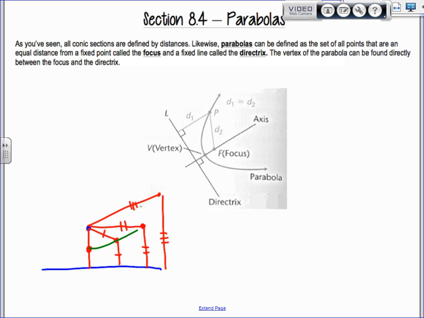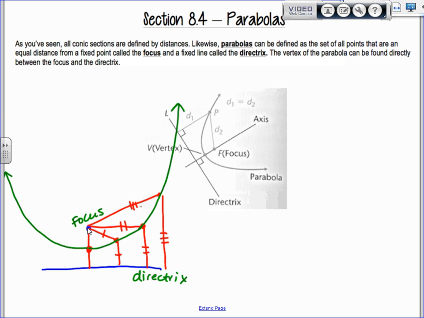So a parabola is just going to be all of the points that are an equal distance from a fixed point called the focus, which is this point right here, and a fixed line called the directrix. So it's kind of strange. It's a weird definition. It's not so nice like the one we did with the yarn and the two foci.